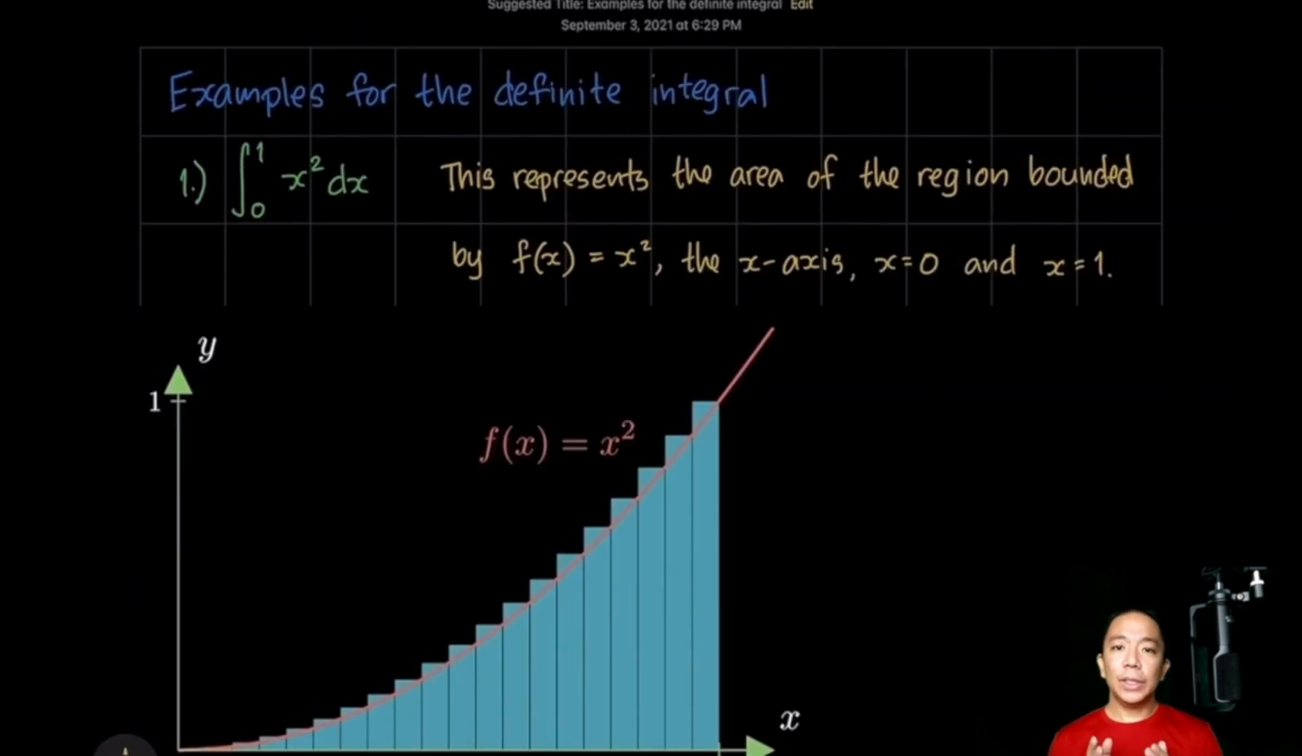Okay, so here we have a graph of the function y equals x squared, tapos nag-drawing na tayo ng approximating rectangles sa kanya. Here we have n rectangles, tas in the interval 0 to 1, we have n sub-intervals, so that would correspond to the n rectangles.